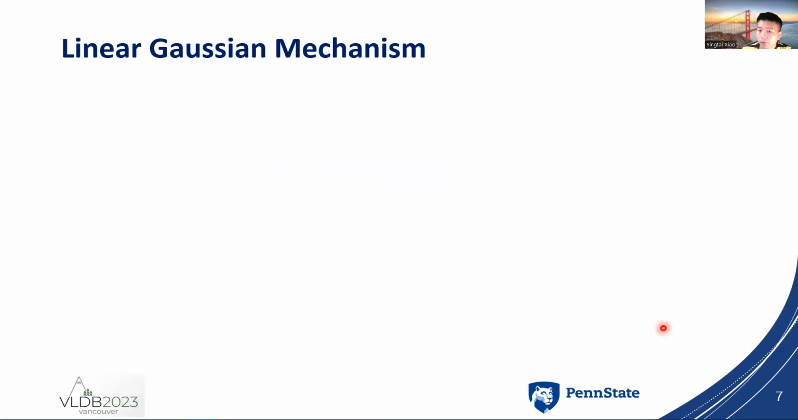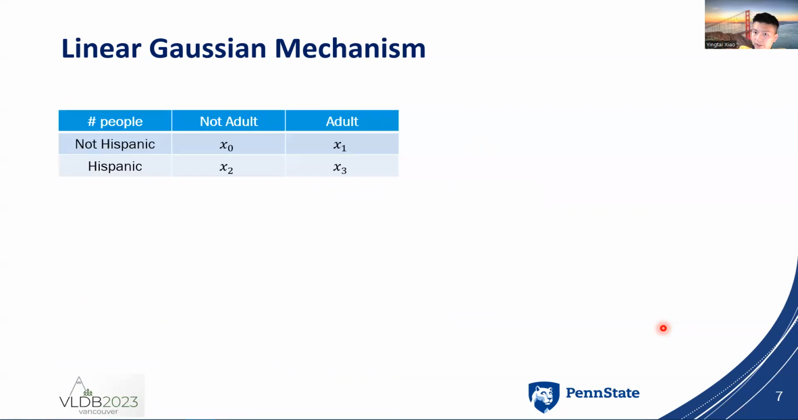And our algorithm works for linear Gaussian mechanism. So for example, if we have a data set that calculates the total number of people who are not Hispanic and not adults. So X0 represents the number of people in this data set that is neither adult nor Hispanic. And then X represents a data vector, where each entry of the data vector represents the total count of certain people that satisfy certain properties.